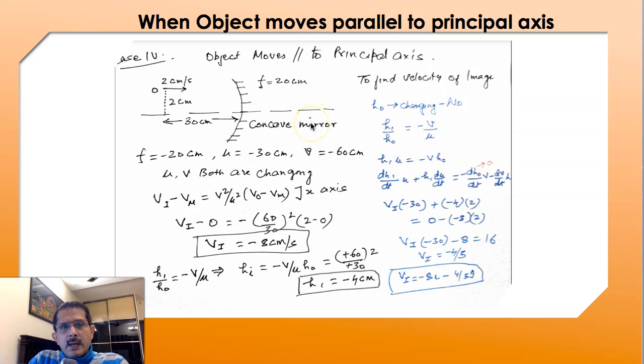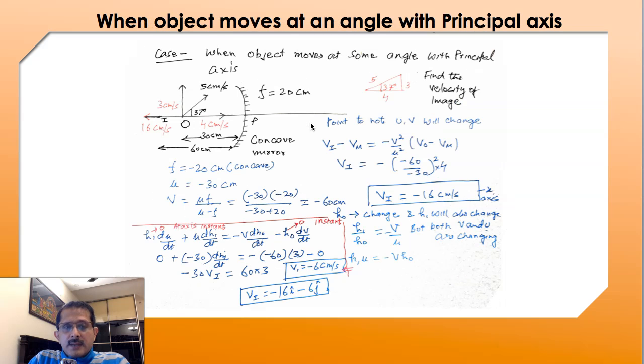Now let's talk about when the object moves at an angle with the principal axis. When the object moves at some angle with the principal axis, the diagram would be something like this. So this is the object. It is moving at an angle of 37 degrees, and I have taken up a question so that I can illustrate this method properly.